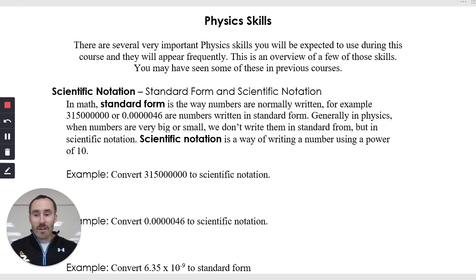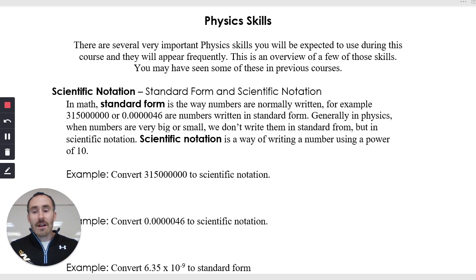So let's start with scientific notation. Okay, we need this because sometimes in physics we talk about really tiny things, or we talk about really large things, and it's just not practical to write down the number 471,657,000,000,000 whatever all the whole way out. And so we use scientific notation in order to write numbers reasonably.